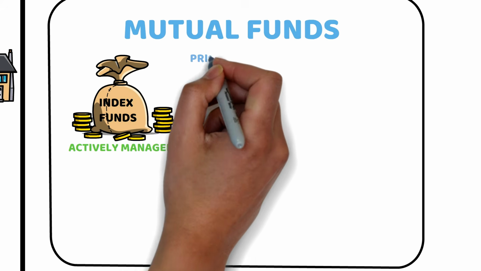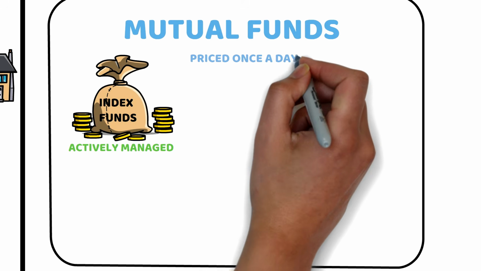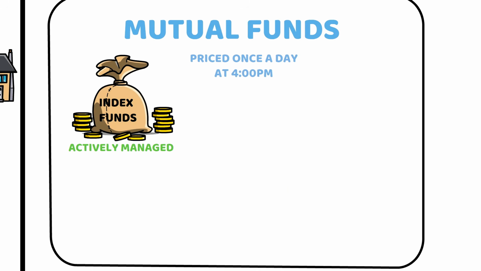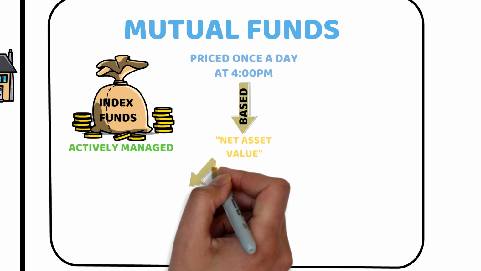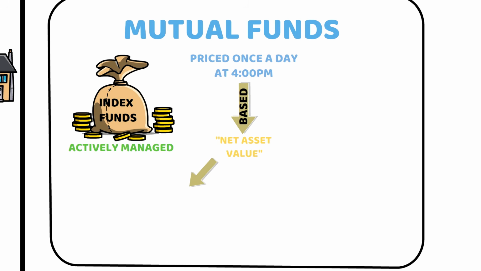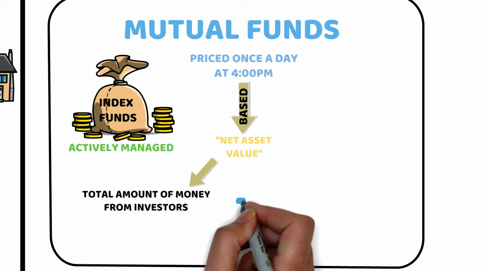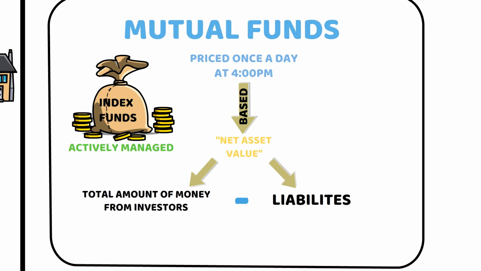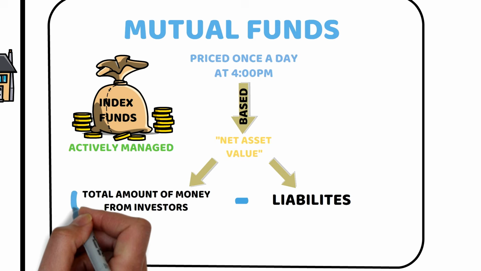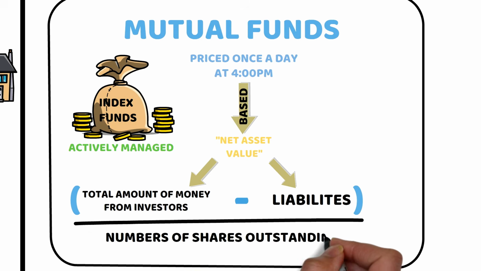Unlike an ETF, it is only priced once a day, which is typically at 4 p.m. The mutual fund is priced based on its net asset value, or NAV for short. The net asset value is calculated by taking the total amount of money that all the investors are able to pull together into the fund portfolio, minus any liabilities the fund has, which can be things like management fees because it's an actively managed fund, taxes, etc., divided by the number of shares outstanding, put more simply, is the total number of all the different people that own shares of the mutual fund.